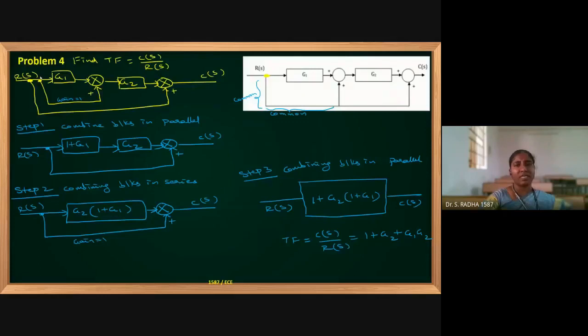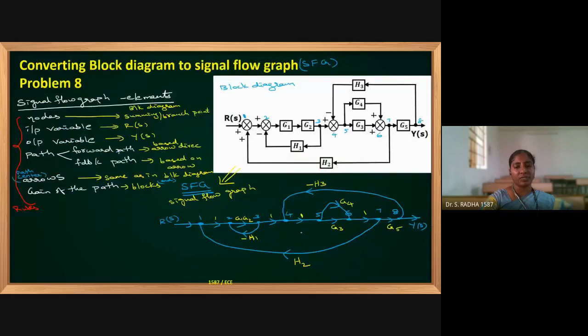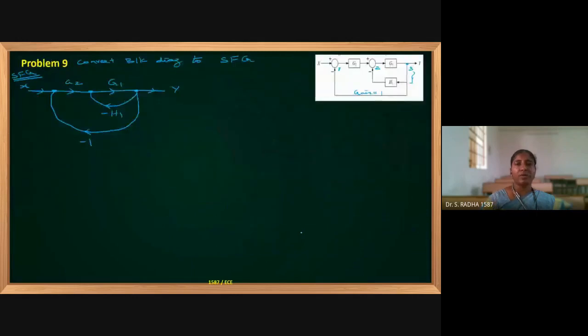For any diagram given, step by step we apply the 10 rules, and finally what are we trying to find? We are trying to find the transfer function. Similarly, if we have a signal flow graph, how do we find the transfer function?